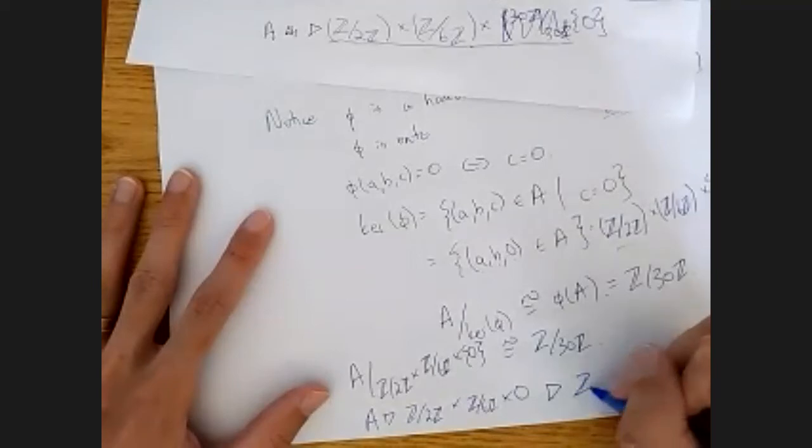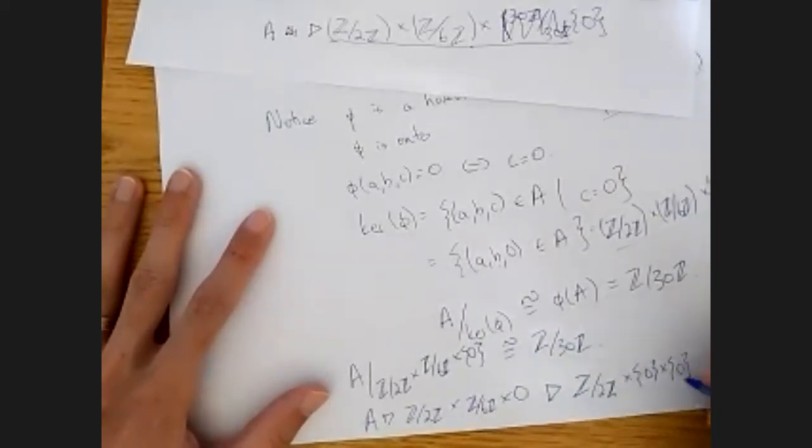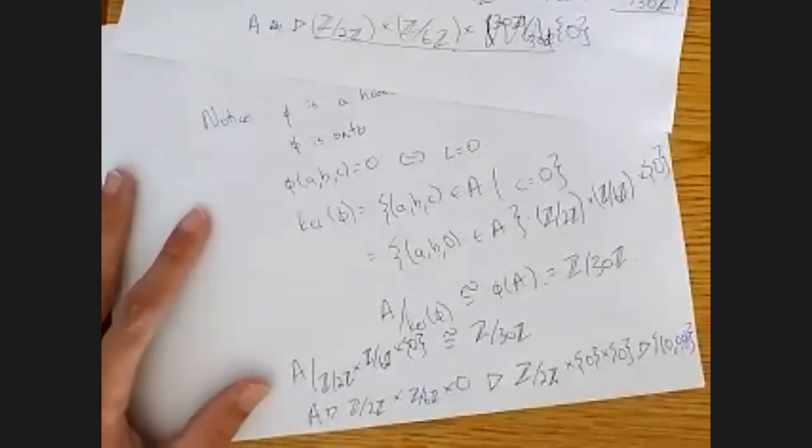Well, we just try the same thing again: Z mod 2Z cross 0 cross 0, and then contained in that we just have (0, 0, 0). So now we have a sequence of subgroups, and each quotient of one by the next is a cyclic group. So this is a cyclic series. That is just what can happen for abelian groups. For non-abelian groups, of course, it might get more complicated.